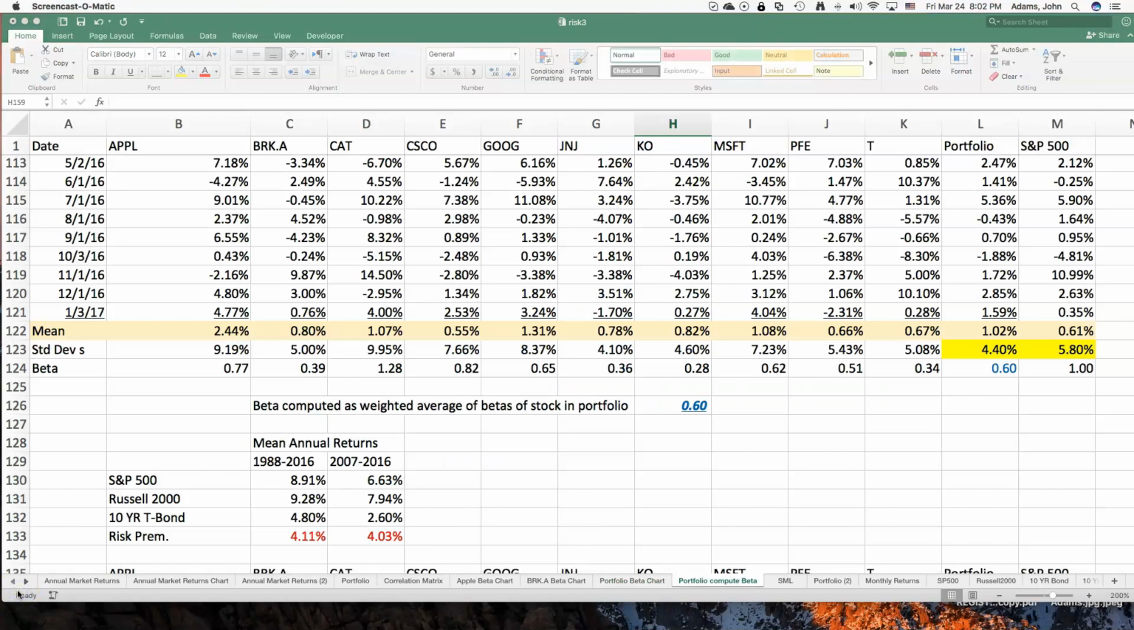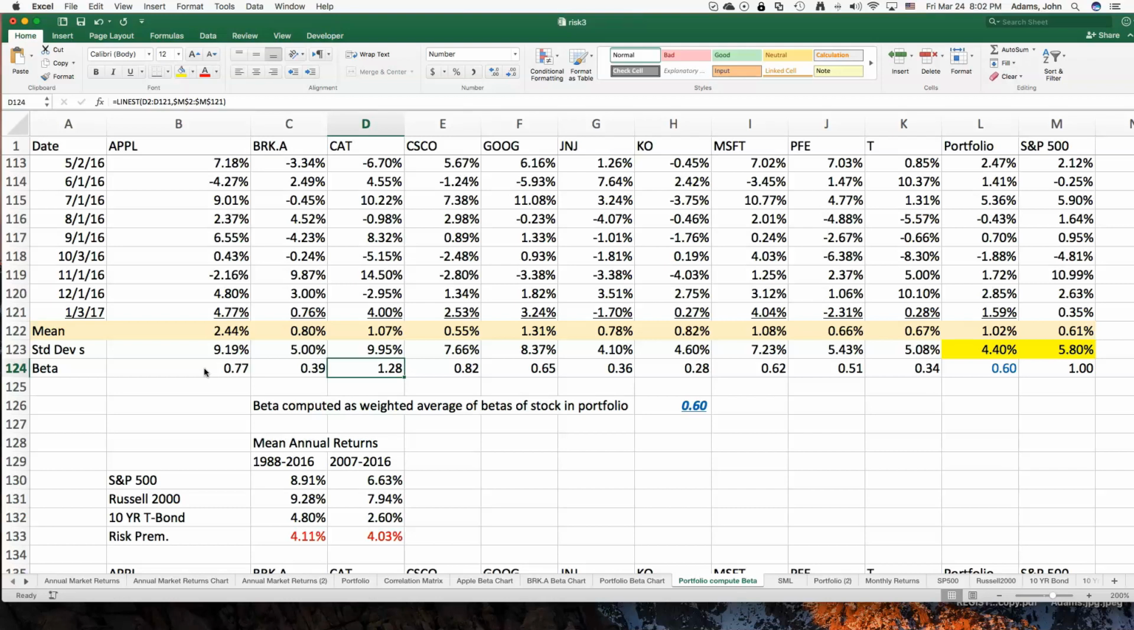So from the scatter plot, we saw that our portfolio had a beta of 0.6. We can also calculate the beta for each one of our stocks. Again, we saw beta for Apple was 0.77, just dropping this to 2 decimal places here. Berkshire Hathaway was 0.39. And again, I strongly urge you to open up the Excel spreadsheet and see how these values are computed. Caterpillar has a beta of 1.28.